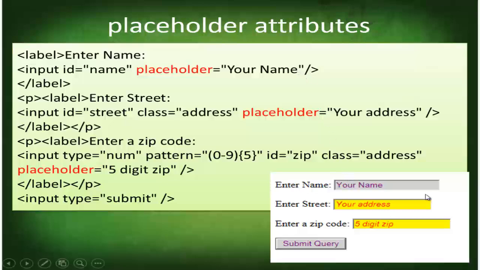Now this will not come in a different color, except that it is going to come in italics with a grayed background. If you want it styled in yellow color and other things, you can always go for CSS and style it.